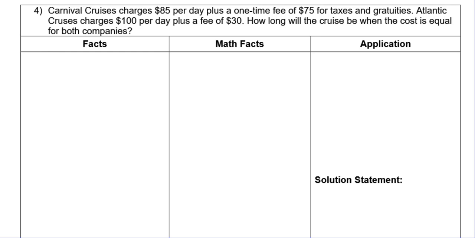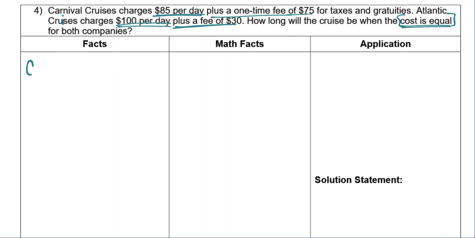All right, so Carnival Cruises charges $85 per day plus a one-time fee of $75 for taxes and gratuities. Atlantic Cruises charges $100 per day plus a $30 fee. How long will the cruise be when the cost is equal for both companies? So our question is, when will these two costs be equal?